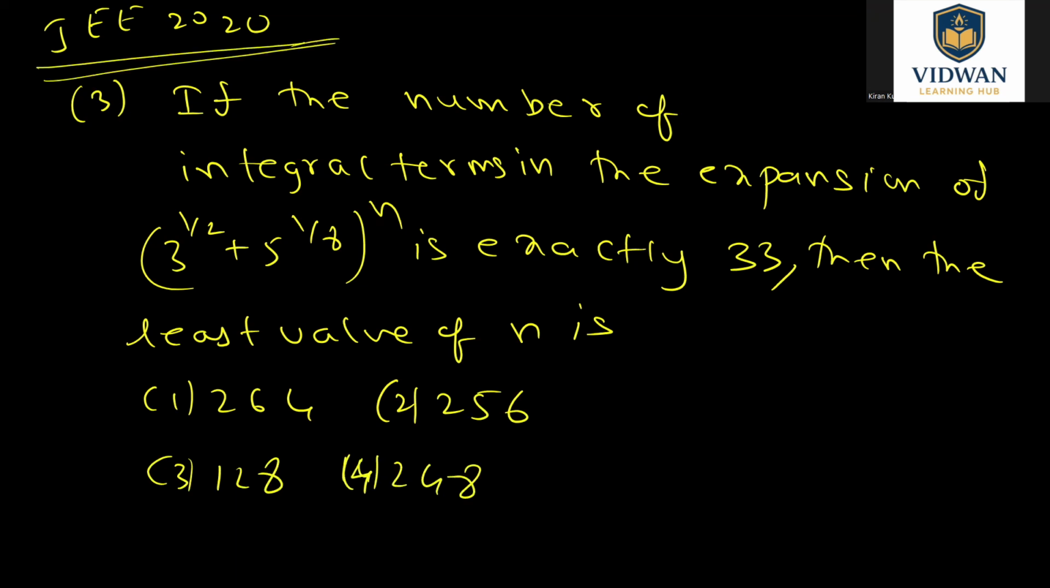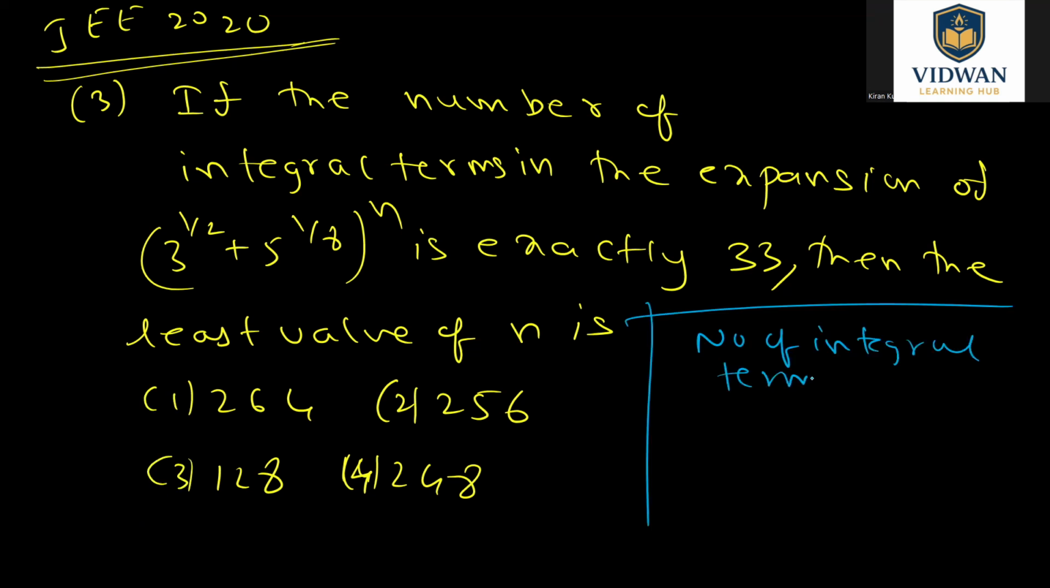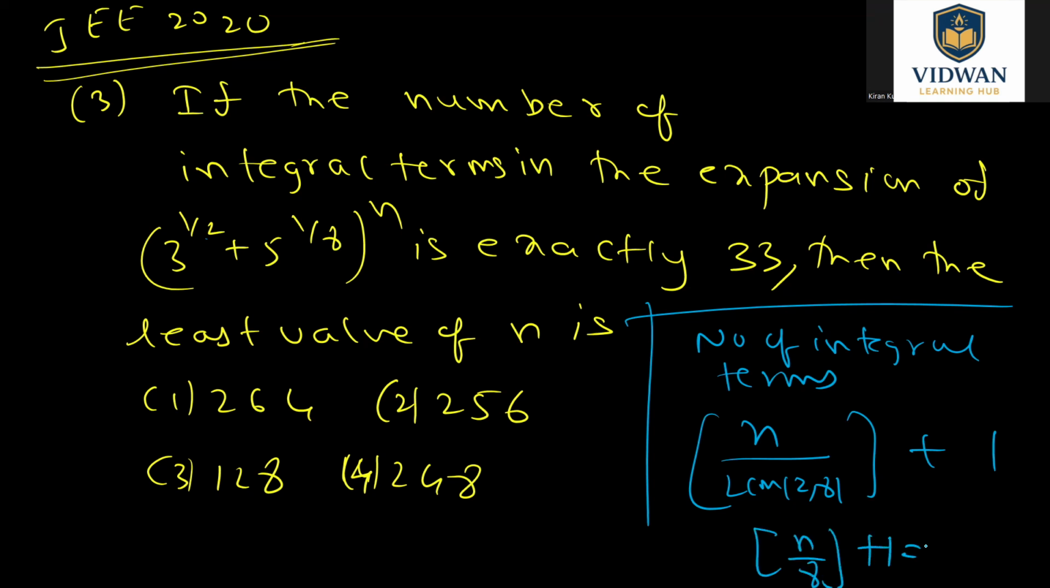So number of integral terms means that the value of the term has to be an integer. How many such terms are there? Actually there is a shortcut for the number of integral terms. The shortcut is the power n divided by the LCM of the denominators of the fractions. 2 and 8 LCM is 8. So the floor of n by 8 plus 1 is the formula for the number of integral terms. It should be equal to 33. So for what value of n is it going to hold?